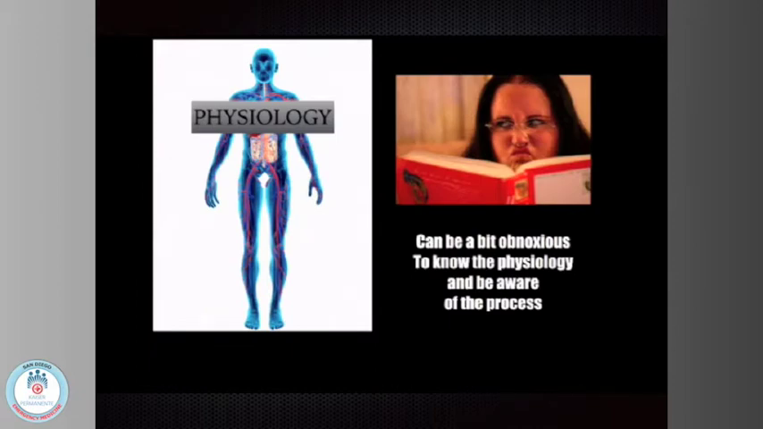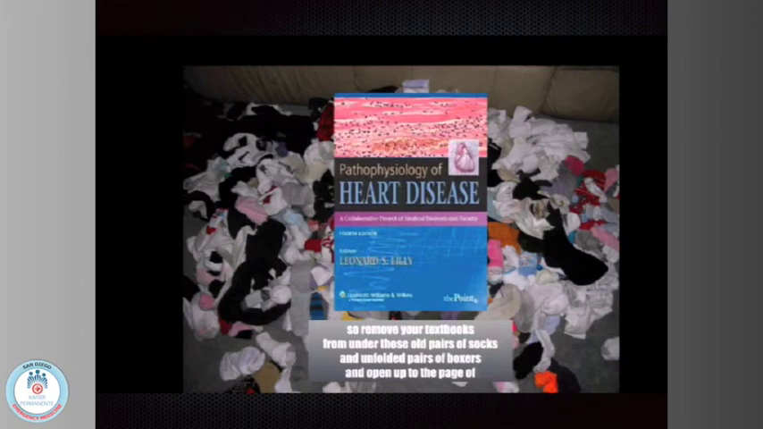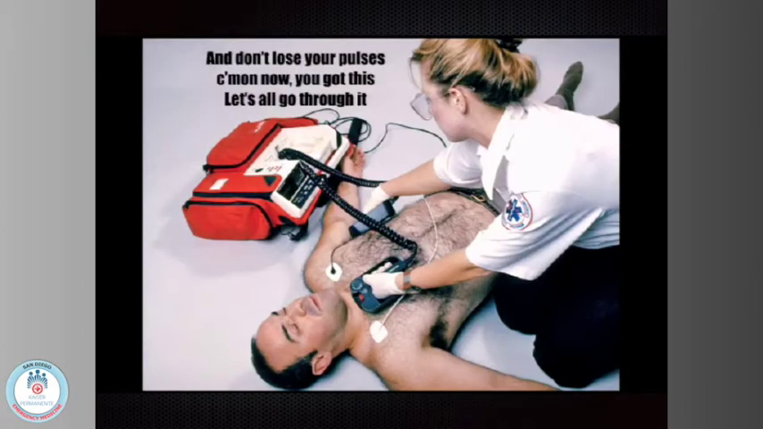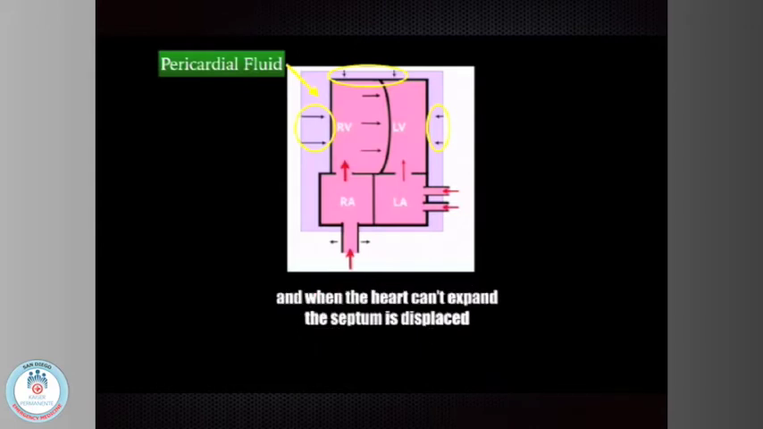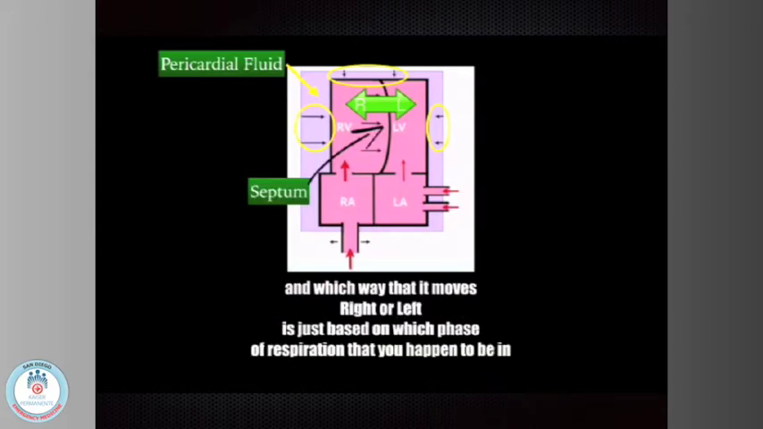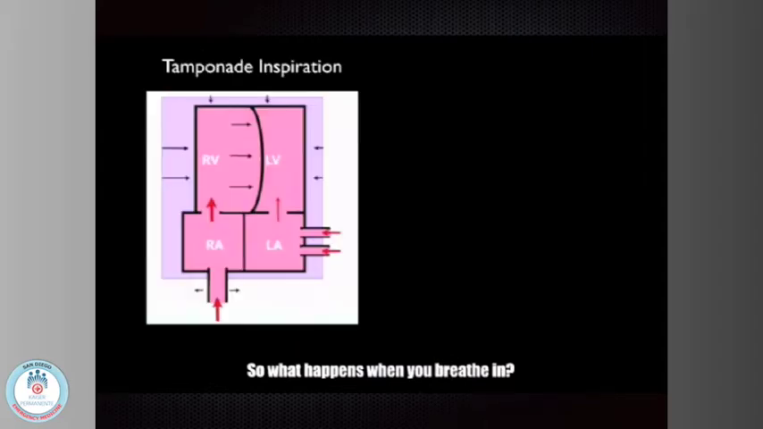Could be a bit obnoxious to know the physiology and be aware of the process. So remove your textbooks from under those old pairs of socks and unfolded pairs of boxers and open up to the page on pulsus paradoxus, and don't lose your pulses. Come on now, you got this. Let's all go through it. Your oxygen in your ventricles and pericardial fluid creates a fixed space, and when the heart can't expand, the septum is displaced. Which way it moves, right or left, is just based on which phase of respiration you happen to be in. Breathing in and out. So what happens when you breathe in?